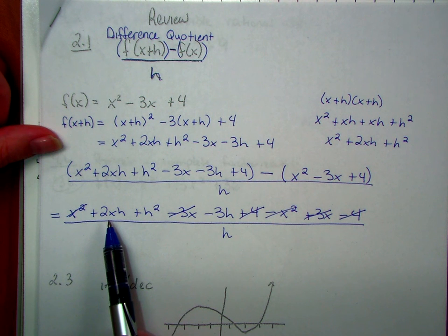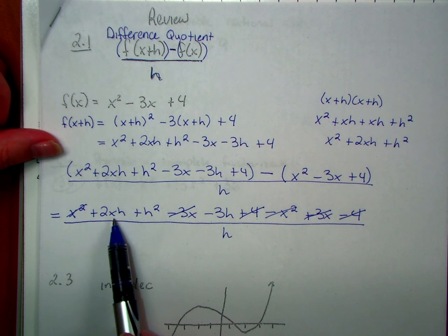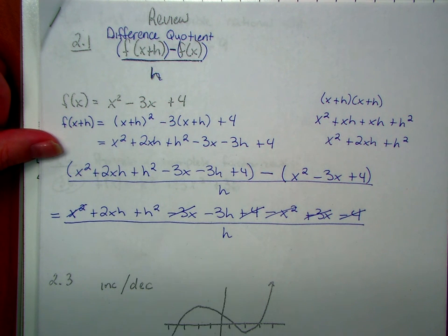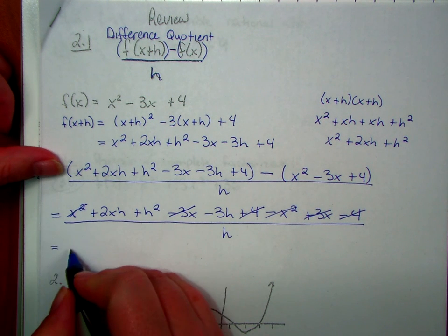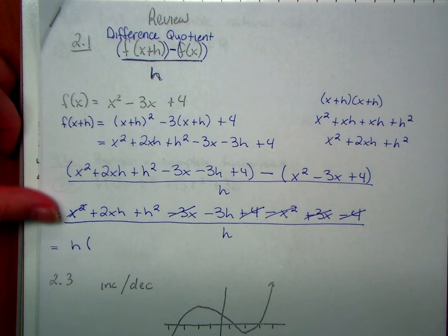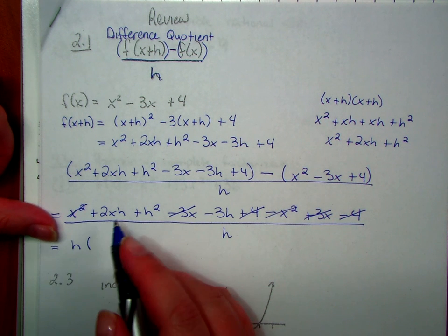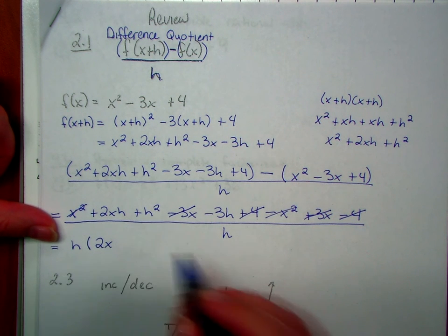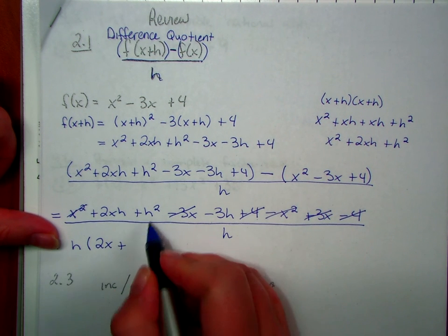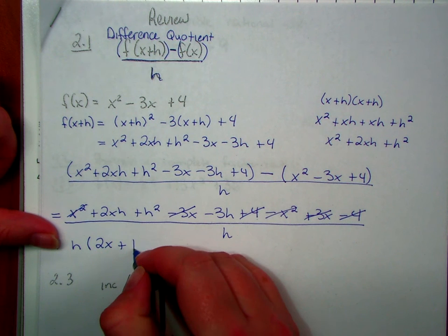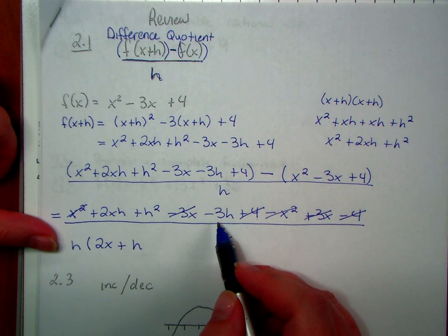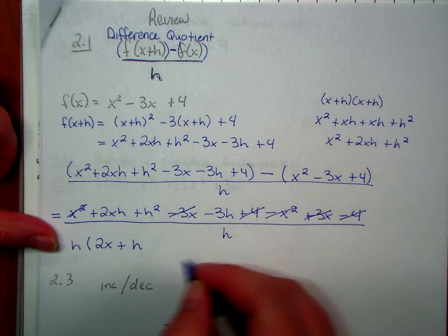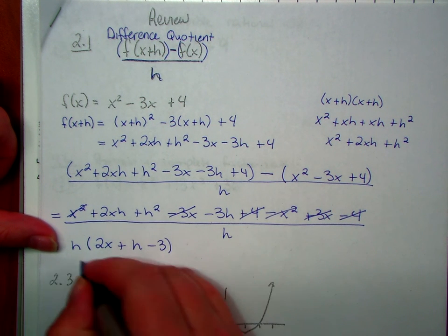So on the next line, what I'm going to do is I'm going to go ahead and factor an h out of each of these 3 terms. So the h gets factored out. If I take h out of 2xh, I'm left with 2x. If I take an h out of h squared, I'm left with h. And if I take an h out of negative 3h, I'm left with negative 3.